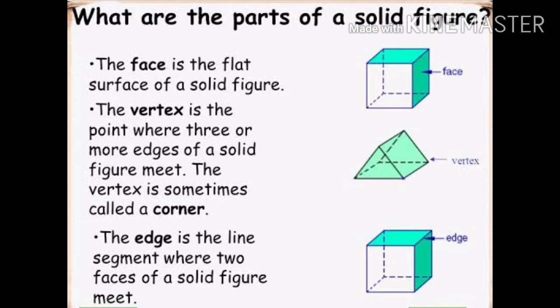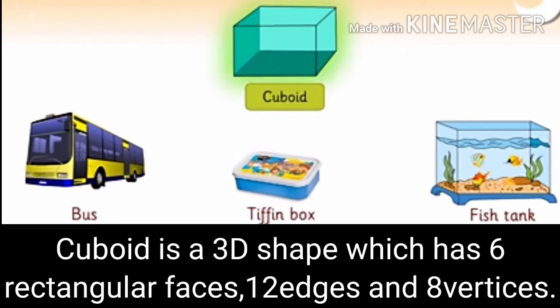So what we learned about face, vertex and edge is very important to know in a solid figure, right? So now let's learn about a few 3D shapes. The first one is cuboid. You can see the examples: bus, tiffin box, fish tank. So what is a cuboid? A cuboid is a 3D shape which has 6 rectangular faces, 12 edges and 8 vertices. Please remember them, they are very important, okay?